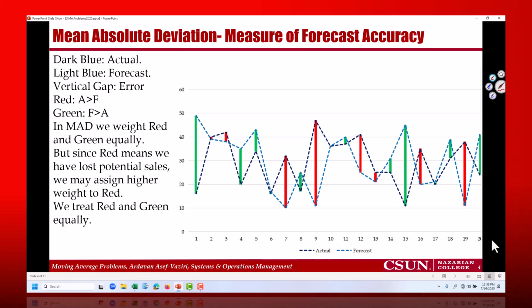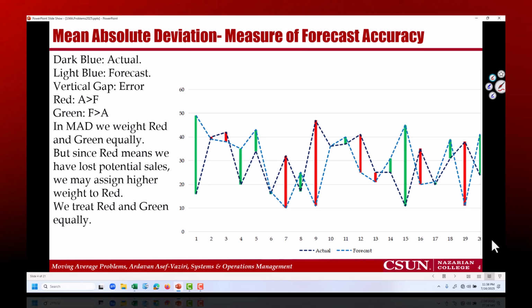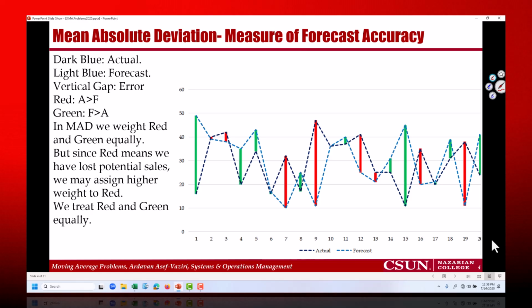In this graph, the dark blue shows the actual data. The light blue is forecast. Suppose there is an unknown forecast which has come out like this. We want to compute MAD, mean absolute deviation. So we compute the gap between actual and forecast. That is the gap, the gap between actual and forecast. And that is our deviation.